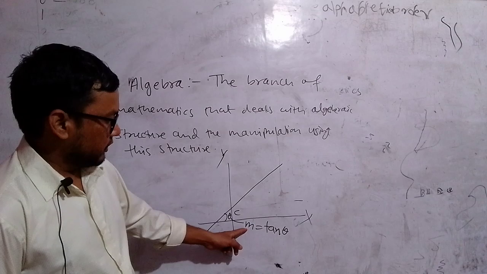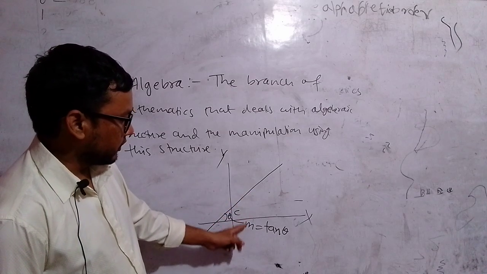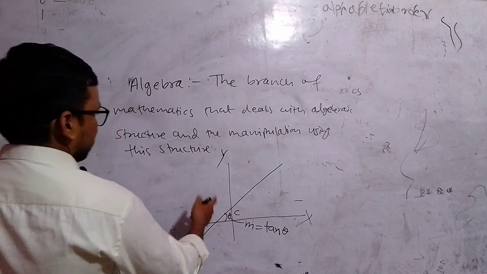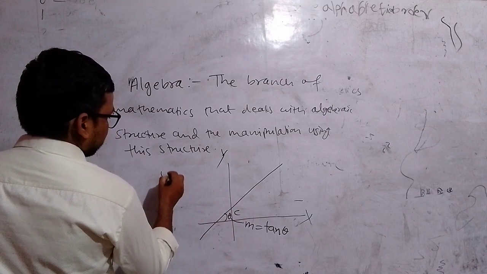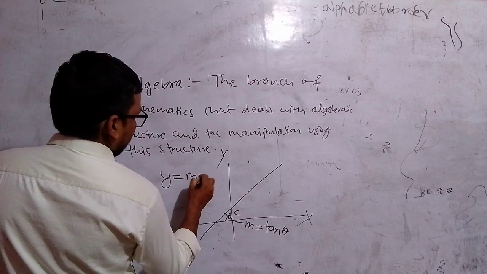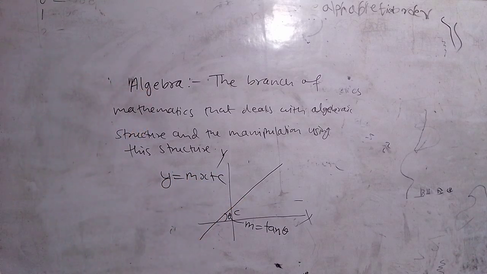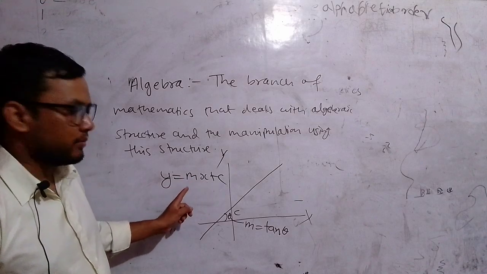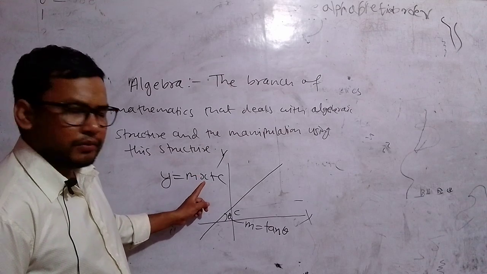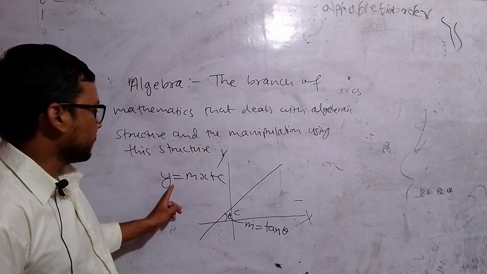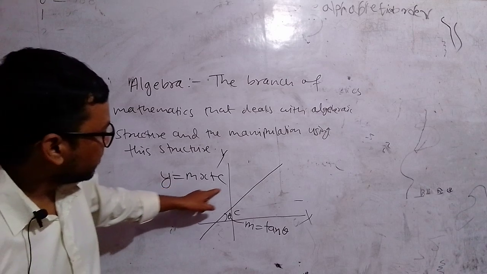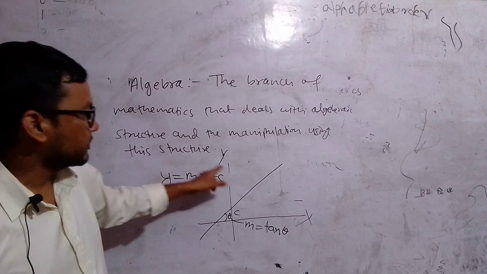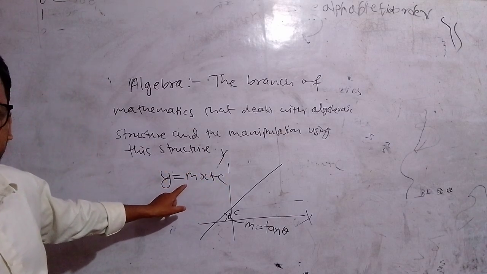Now, for this line, we have m as the slope of the line and c the y-intercept. That means we can write the equation of this line as y is equal to mx plus c, where x is the independent variable and y the dependent variable. If we know the value of x, we can determine the value of y. Now we can draw this line using this mathematical structure. This is called the algebraic structure or simply a mathematical structure.